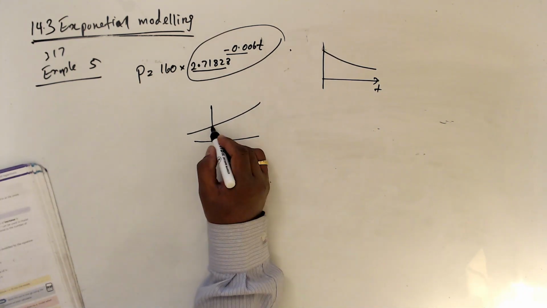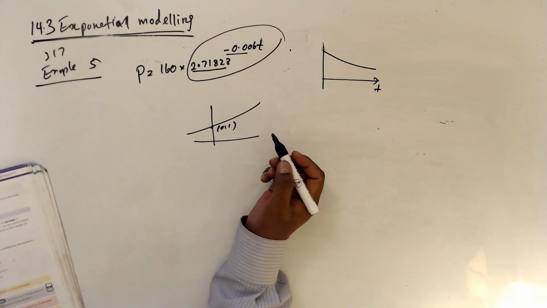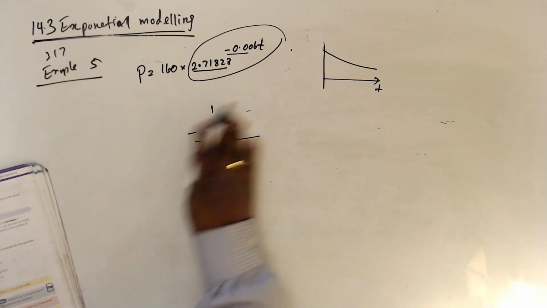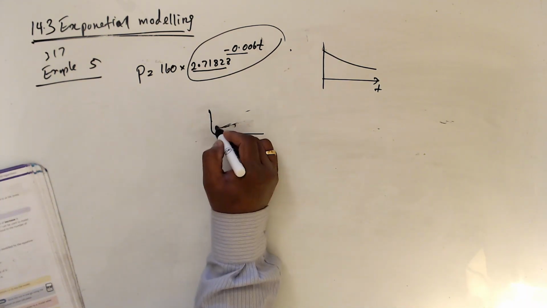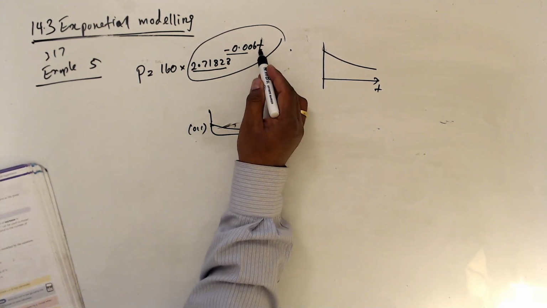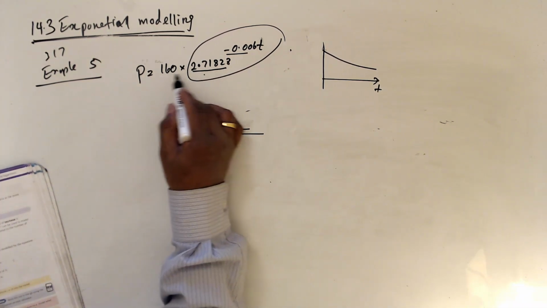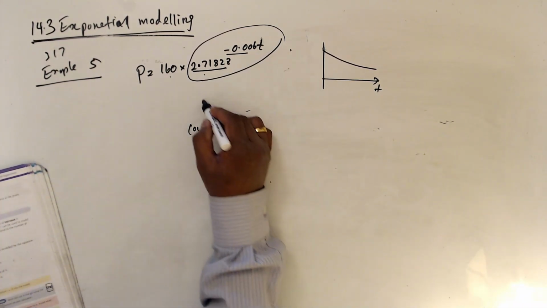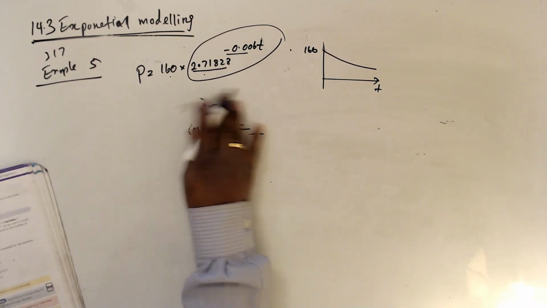When t equals 0, this value is 0, 1. Sorry, the graph is wrong. I'm going this side. This value is 0, 1 when t equals 0. So any 0 power is 1. And 1 times 160 means this is going to 160. So we didn't read the sum, but when we look at it, we get an idea.